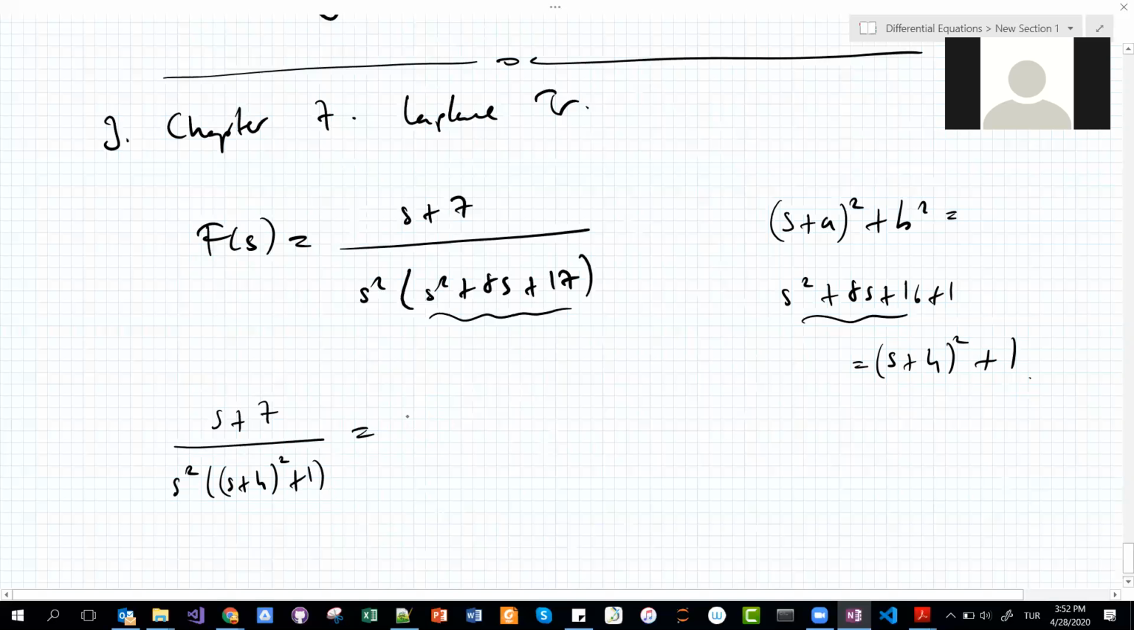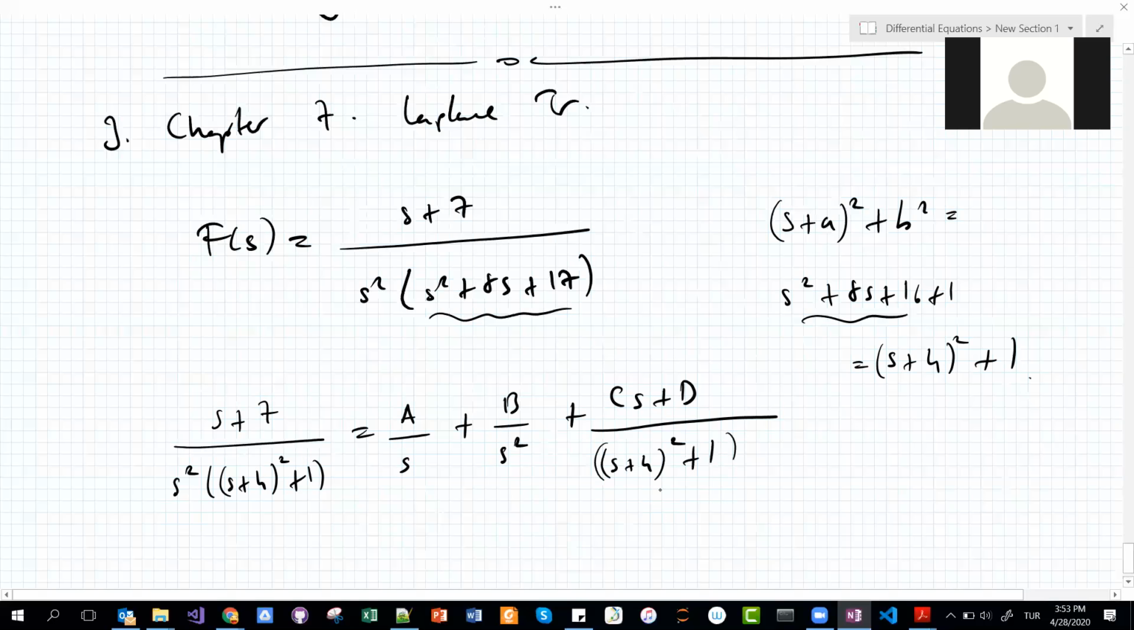I have s squared here, A over s. Do I need another factor here for s squared? Yes, guys, this is the right one. You don't have just a simple factor. You have a repeated factor. That's why it's going to be s squared, and plus what you are going to have, Cs plus D over (s plus 4) squared plus 1.